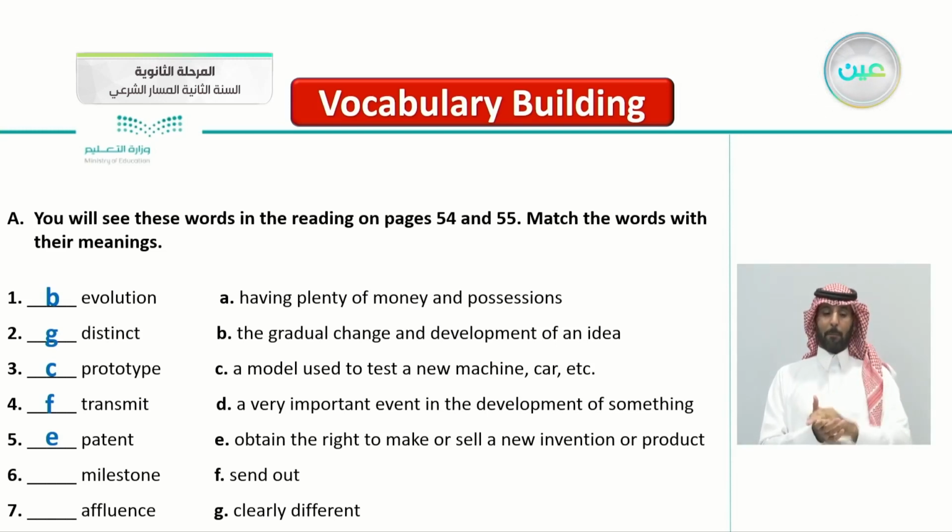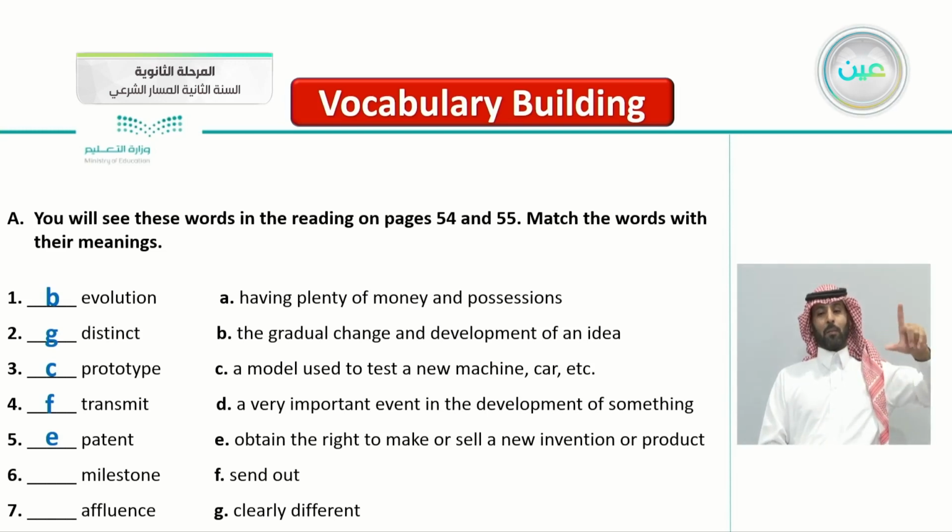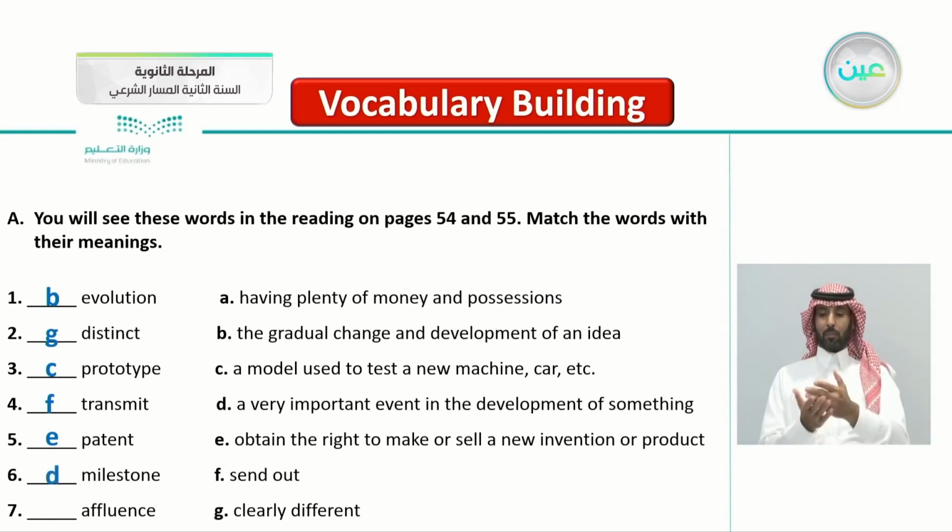What about number 6, milestone? Milestone. Yes, it's the letter D, a very important event in the development of something. What about the last one, affluence? Number 7. Yes, it's the letter A, having plenty of money and possessions. So affluence means having plenty of money and possessions, like maybe cars, houses, maybe yachts. Why not? So these are the words and their meanings, and pay attention that these words will come in our next lesson, in the reading lesson.